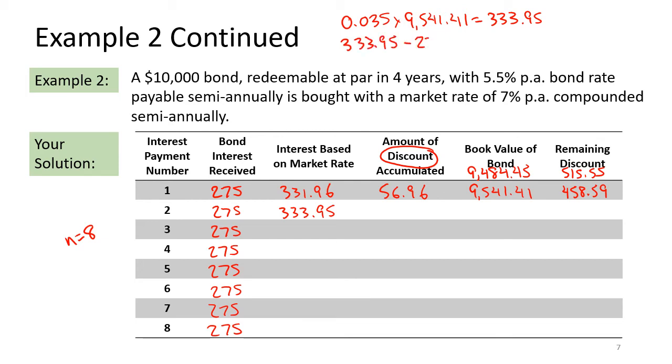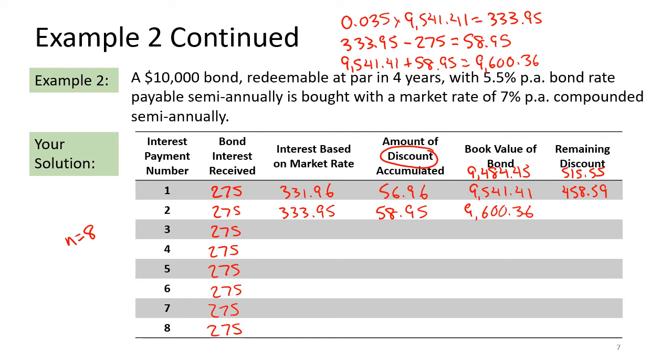$333.95 minus $275. So in this case, it's $58.95. So your book value of your bond is $9,541.41. Remember, the previous book value plus that additional discount you've accumulated, so $58.95. And you arrive at $9,600.36.